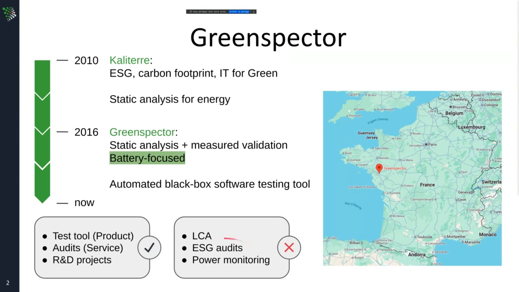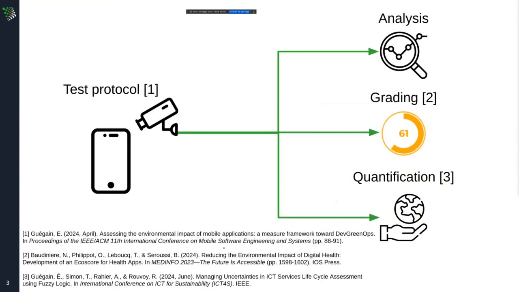So regarding the product itself, what I will talk about today is the test protocol, how we measure energy consumption. I will talk about the analysis tools that we provide. I will talk about how we grade applications or software. So I'm talking here about an eco score, which is a bit like a Nutri-Score, but for software. And finally, I will talk about the quantification of environmental impacts based on the measures that were performed earlier.